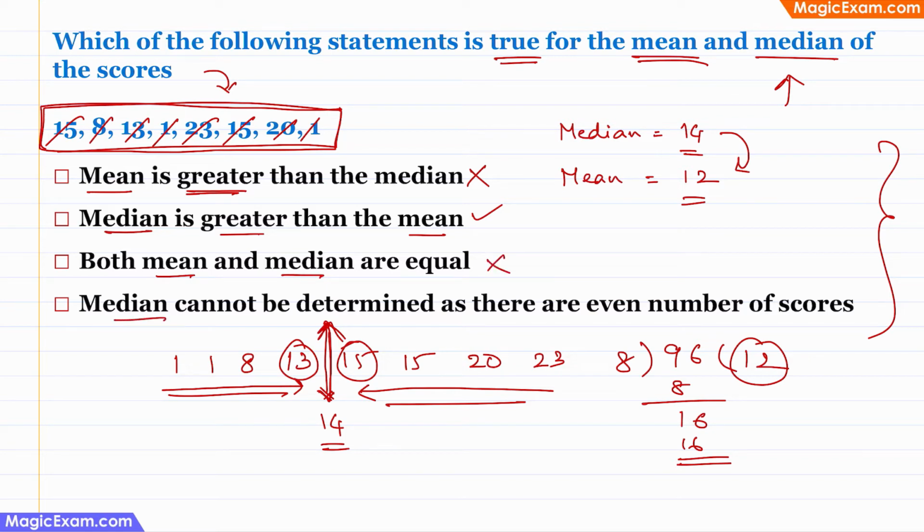And median cannot be determined as there was an even number of scores. We can determine the median even if there are an even number of scores by doing the following. We can identify the number that comes between the two middle numbers, or we can just add these two numbers and divide them by 2, and we were able to calculate the median here. Therefore, this statement is also incorrect. So only one among these is correct, that is that the median is greater than the mean.